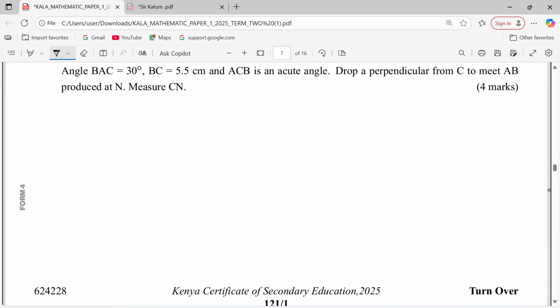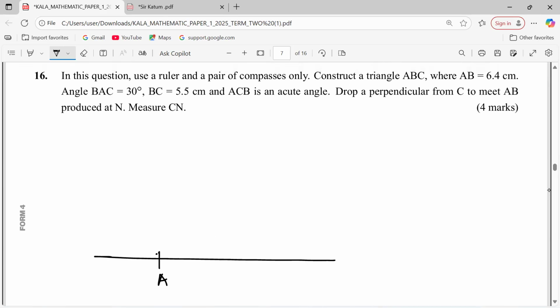Let's look at that. We draw a very straight line and we call it AB. We stand at A, using an arc of 6.4 to get point B. This is 6.4 centimeters that way. Then the angle at A is supposed to be 30.